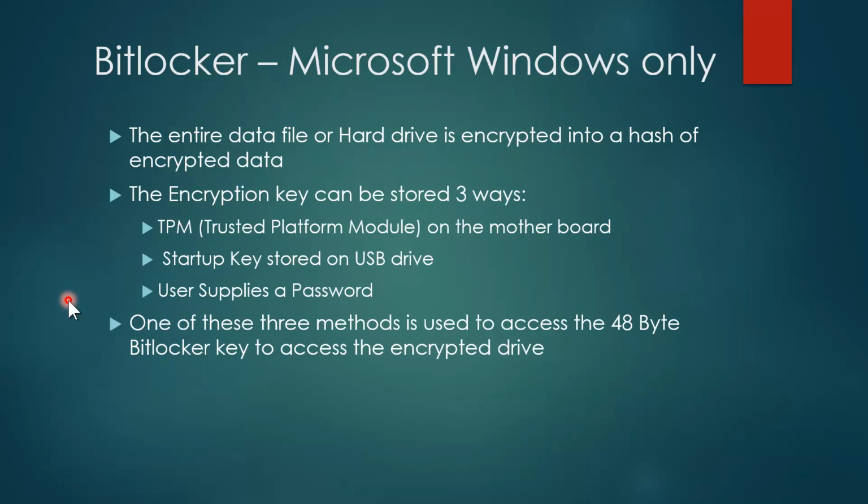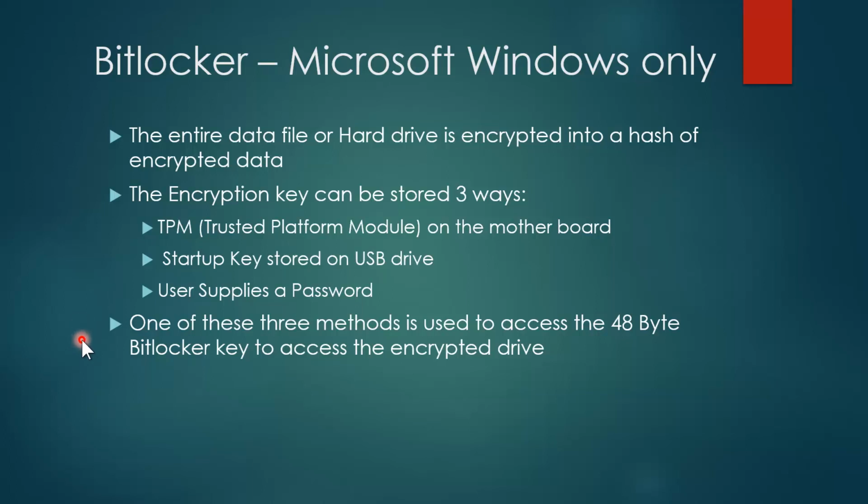So BitLocker, Microsoft Windows only, it encrypts the entire hard drive, and the way that encryption key is stored, it's a 48-byte BitLocker key. It can be stored one of three ways: through the trusted platform module of the motherboard, which is a feature that Intel came up with that will store the encryption keys in a way that they cannot be accessed any other way than when you're trying to mount the hard drive. You can do it with a startup USB key that must be in the computer when you boot up, and then it gets the encryption key off that USB drive. Or you can have a user-supplied password, which is then used to access the BitLocker key.